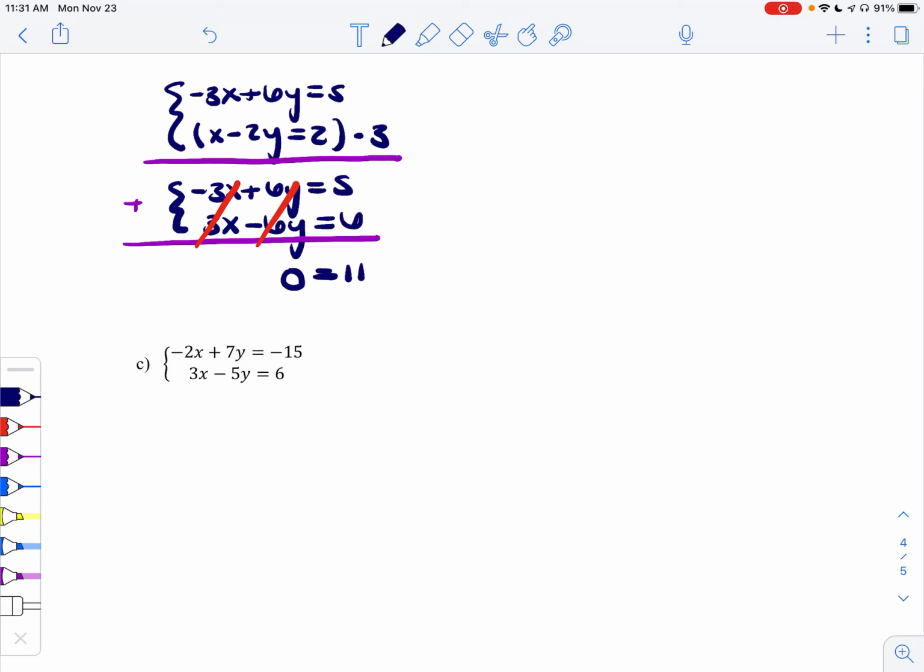Okay. All right, so all of our variables canceled out, and we're left with this statement 0 equals 11. But that's not a true statement. Okay, no matter what x and y are, 0 can never equal 11. So because this is a false statement, we say that there is no solution. Okay, so if all of your variables cancel out and you're left with two different numbers on each side of your equation, then there's going to be no solution.